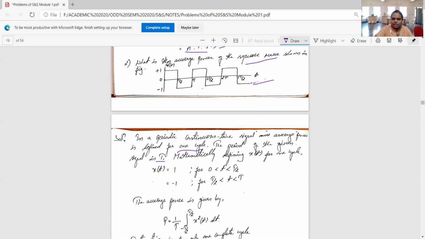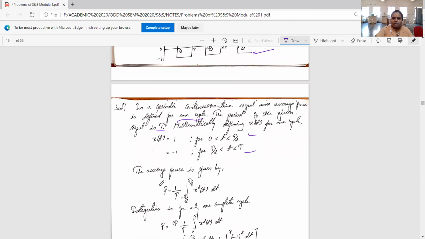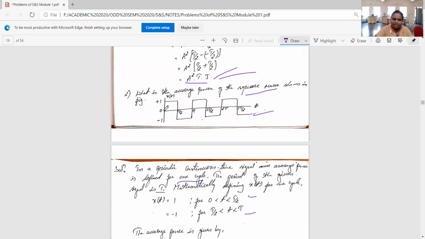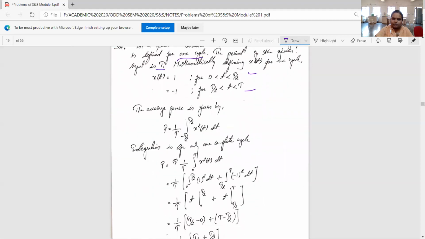Then what is our x of t signal? X of t is going to be equal to 1 when 0 to T by 2. When T by 2 to capital T, it's going to be taken as minus 1. That's what the equation is. Then what is the power equation? That is P equals 1 by T integration, varying from minus T by 2 to plus T by 2 of x square of t dt. But the limit here is going to change to one complete cycle, right? For that reason, 0 to T. The same thing, 1 by T, 0 to T, x square of t dt. This is how you have to write.